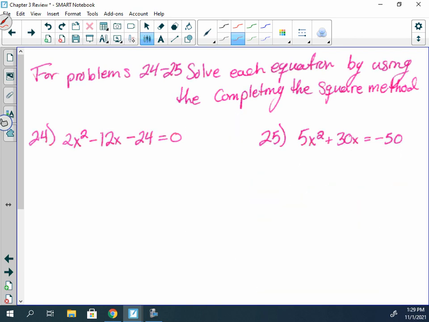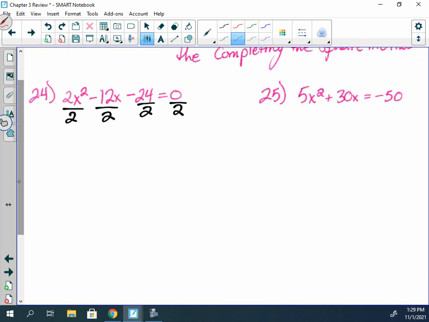Now, when we look at number 24, the first step in completing the square method is a equal to 1. If not, make it so. Well, since a is 2, because the number in front of x squared is 2, we have to divide everything by 2. Well, when we divide everything by 2, 2x squared divided by 2 would be x squared, negative 12x divided by 2 would be negative 6x, negative 24 divided by 2 is negative 12, is equal to 0.